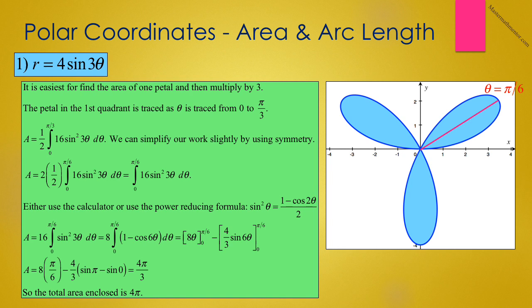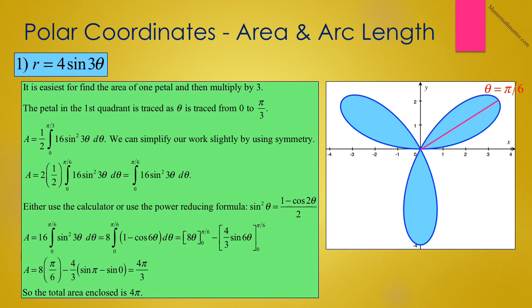We can slightly reduce our work by using symmetry again, realizing that half of the petal is traced out as theta runs from 0 to pi over 6. So the area in the first quadrant will be 2 times 1/2 integral from 0 to pi over 6 of 16 sine squared of 3 theta d theta. And the 2 and 1/2 cancel, and we're left with the integral from 0 to pi over 6 of 16 sine squared of 3 theta d theta.